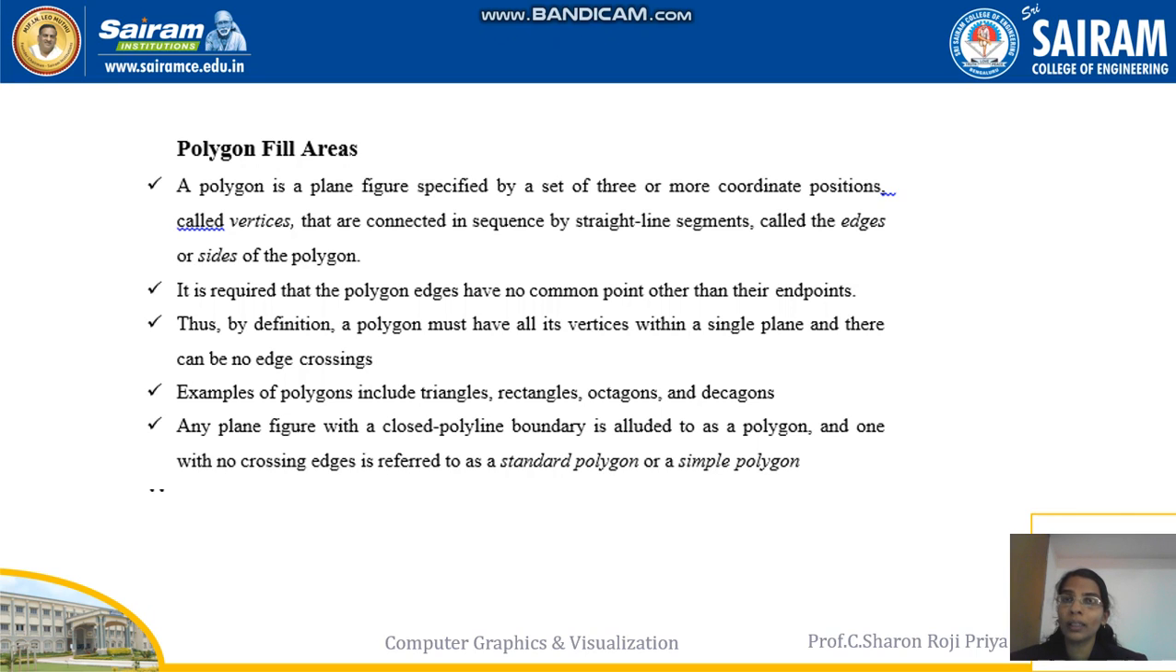And one more characteristic of a polygon is it should have a closed loop, and there should not be any crossing edges, and they should not have any common vertices other than the endpoints. These are a few features or characteristics of a polygon, right? And if I take a polygon, the interior will be filled with a certain color.